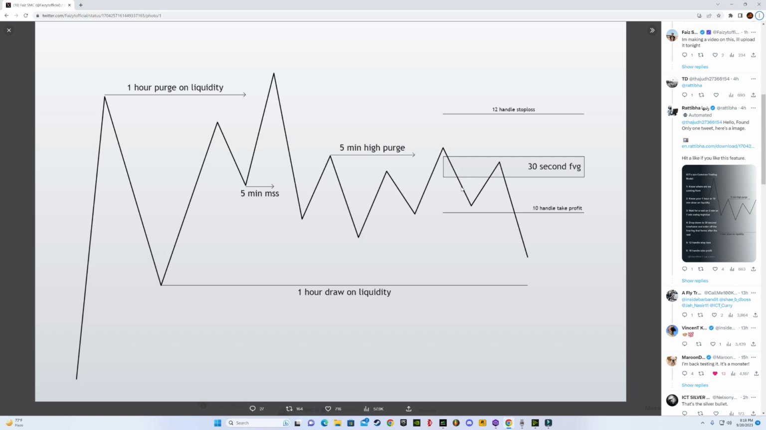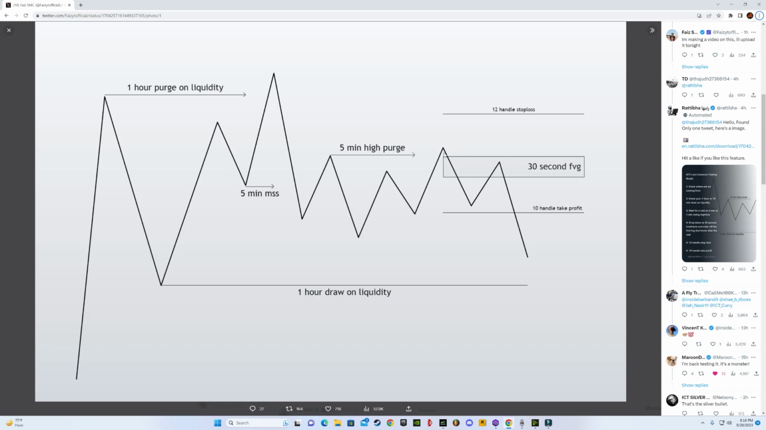Of course, ICT taught this on his live Twitter space, but I backtested and tweaked this strategy for days, and I know what I'm talking about. It works. Whatever I'm teaching right now is the correct version of what ICT taught. You can watch other people's videos on this, but I guarantee you this is the method that you only need to watch. So where were we?